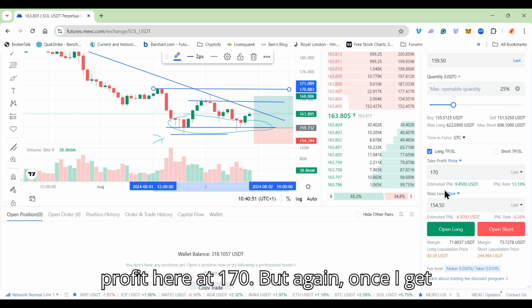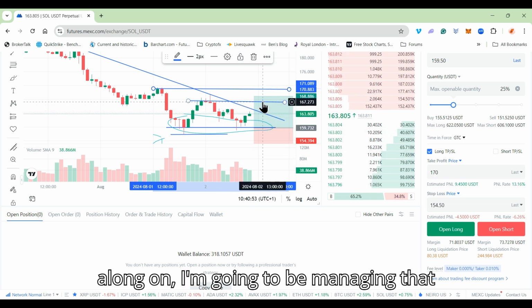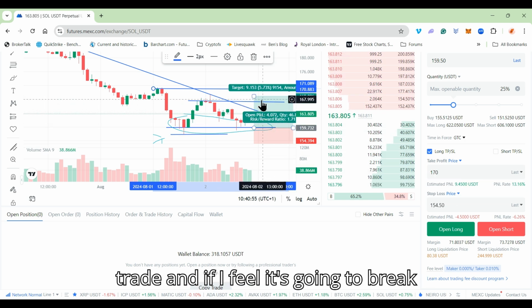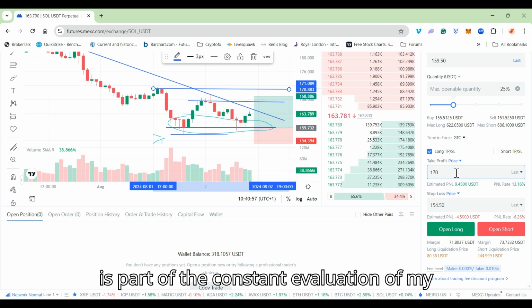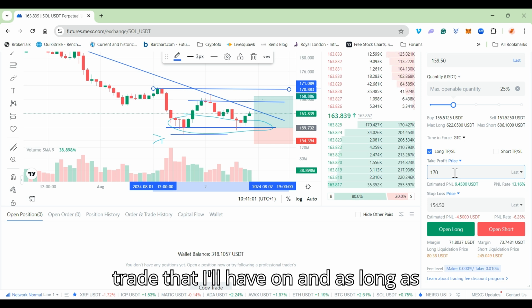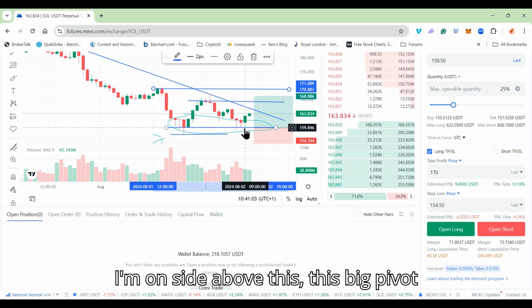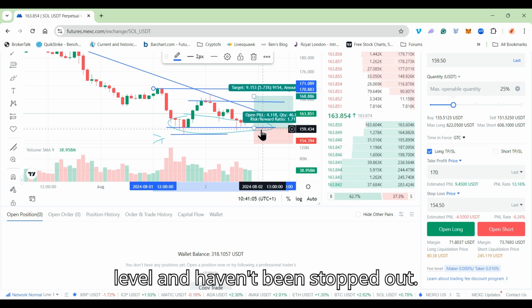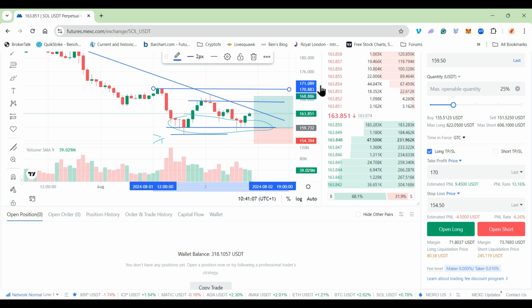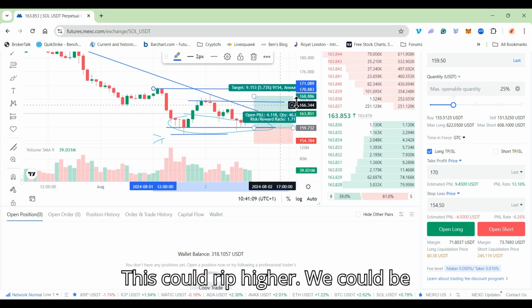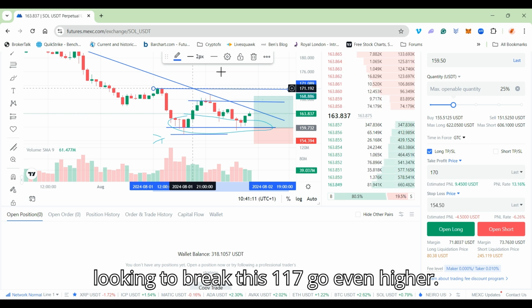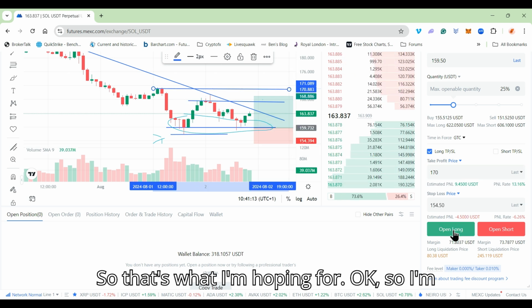But again, once I get a long on, I'm going to be managing that trade. And if I feel it's going to break higher, I might be moving that. This is part of the constant evaluation of my trade. And as long as I'm on side above this big pivot level and haven't been stopped out, this could rip higher. We could be looking to break this 170 and go even higher. So that's what I'm hoping for.